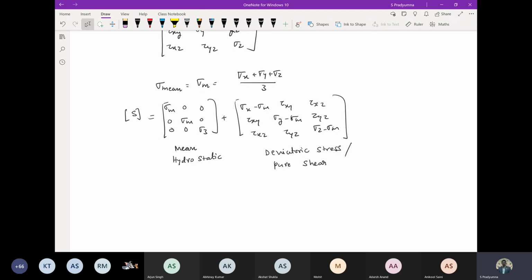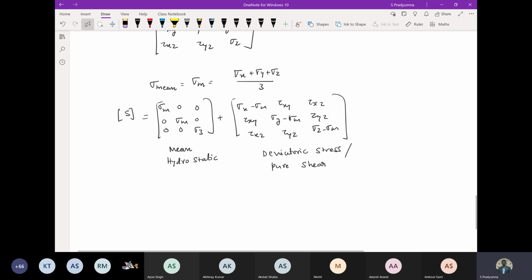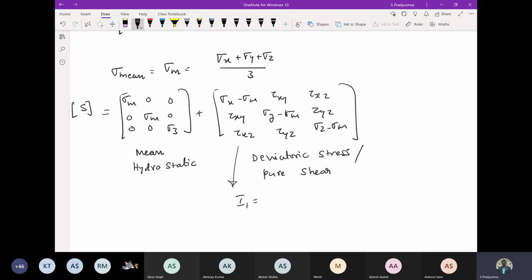Now we come back to this. We can decompose the given state of stress into the hydrostatic or the mean component and the deviatoric or the pure shear component. So why do we call this a pure shear? If I assume that I1 for this term, so what is I1 for this? It is sigma x minus sigma m plus sigma y minus sigma m plus sigma z minus sigma m, which is equal to sigma x plus sigma y plus sigma z minus 3 sigma m, which should be equal to 0.